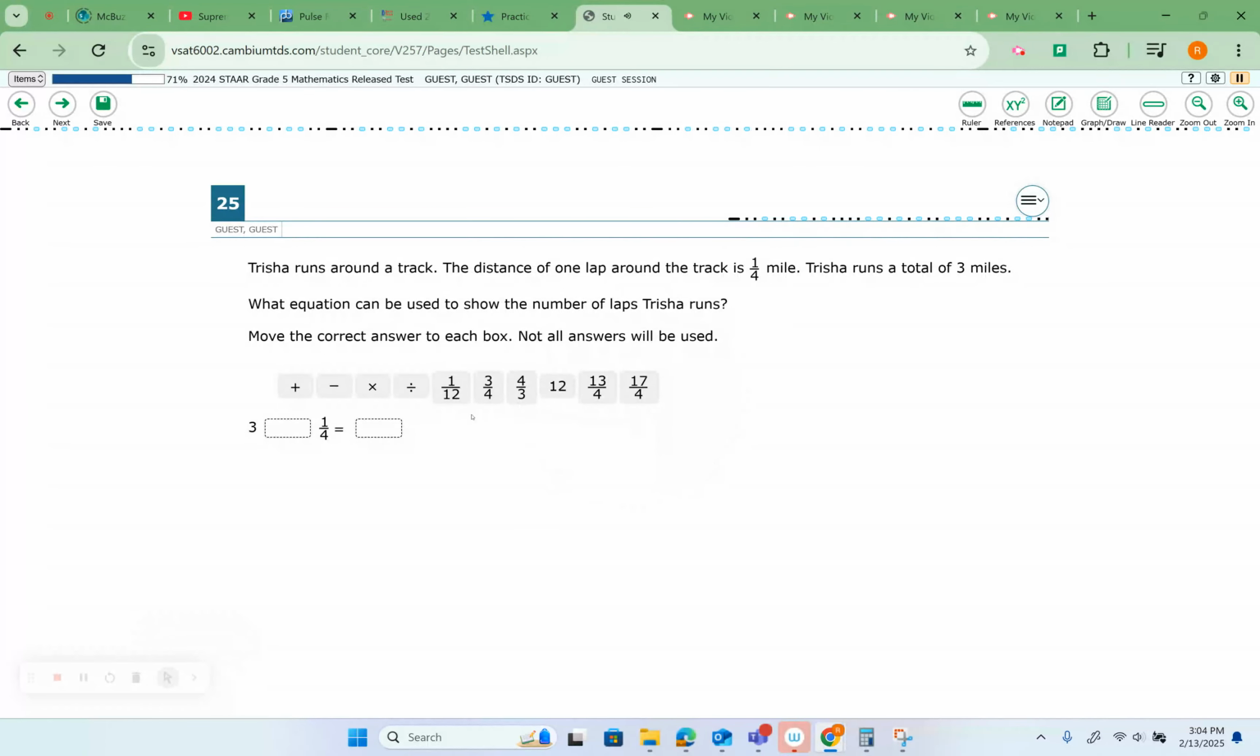All right, so we got a drag and drop here. I'm looking at some fractions. So, ooh, let's see what this is. The distance around a lap of a track is 1/4 mile. So I'm a picture guy. This does help though. It helps if the student has actually experienced a track.